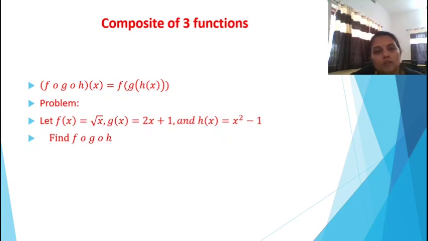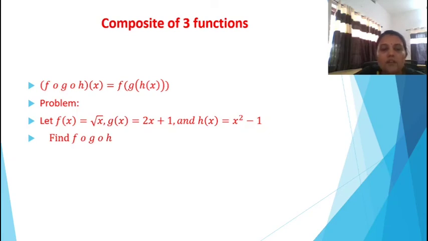Now we have composite of three functions. If f, g and h are three functions, then f composite g composite h of x equal to f of g of h of x. Now the problem is, let f of x equal to root of x, g of x equal to 2x plus 1 and h of x equal to x square minus 1. Find f composite g composite h.